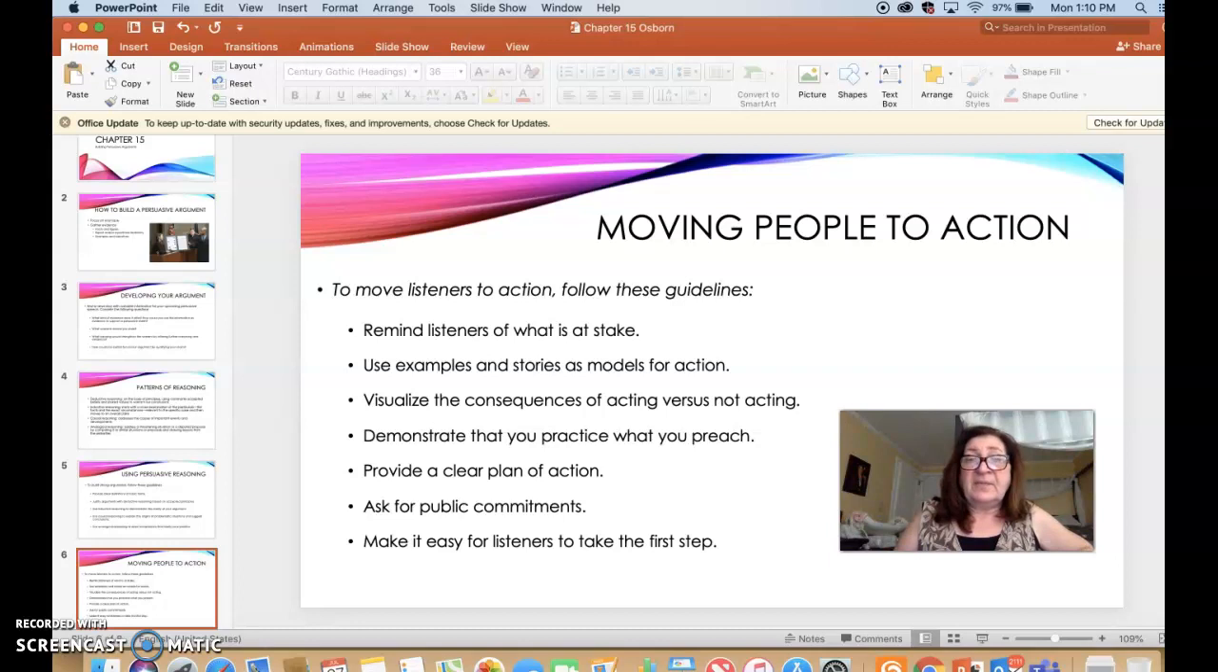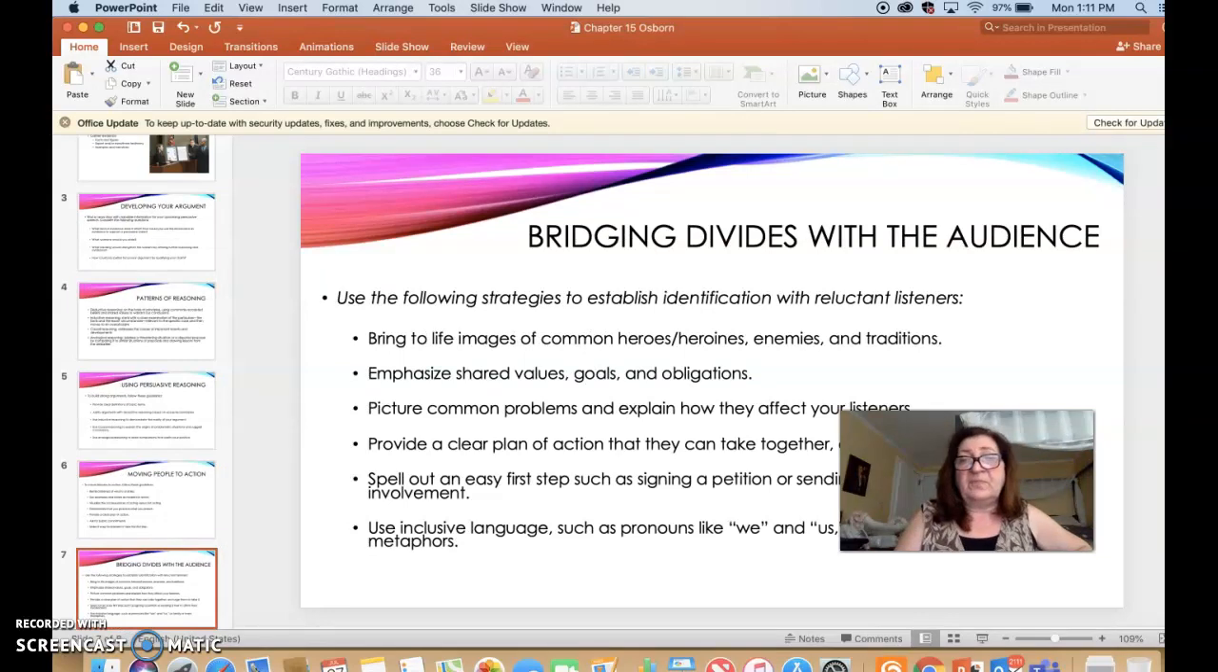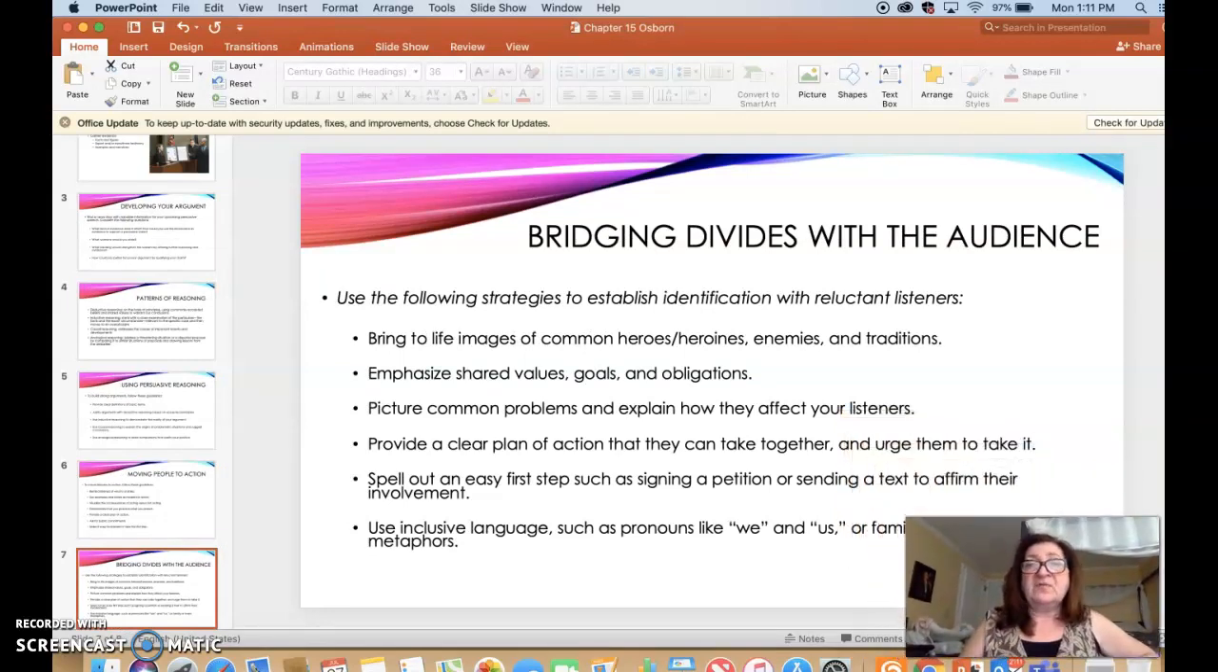Ask for public commitments. Remember that this is the time to bring it home, to close your message. So you will need to ask for a commitment, and you will need to hear from your audience that they are committing, even to a small degree. And make it easy for your audience members to take the first step. That is to say, again, make that first step small and realistic so that it doesn't boomerang back to you by being too much.